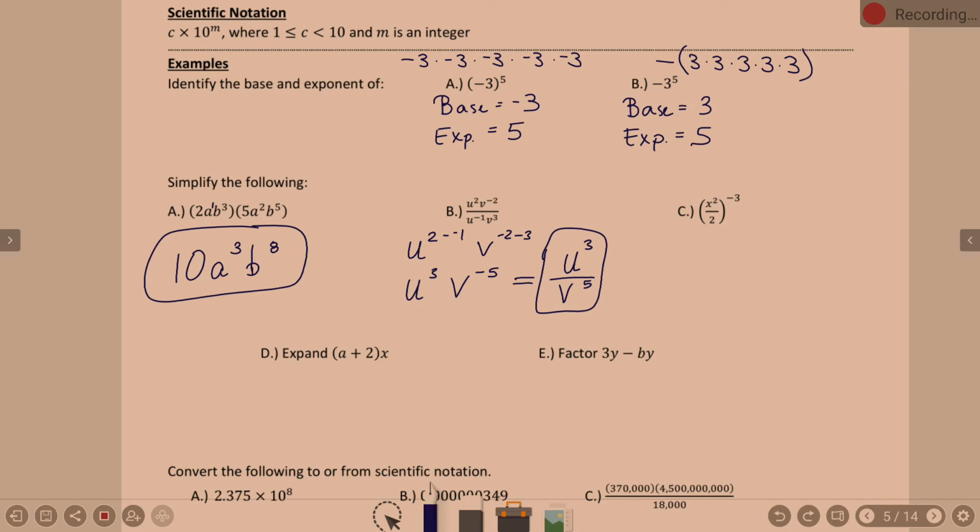Now, the other option of how we could have done that. I don't know, maybe I shouldn't even mention it. If you tried to get rid of the negative exponents first, u to the negative first, you moved it up top, v to the negative second, you moved it down below, then you could have just added your exponents in each case. But I was more wanting to teach the subtraction anyway. So. Okay, C.